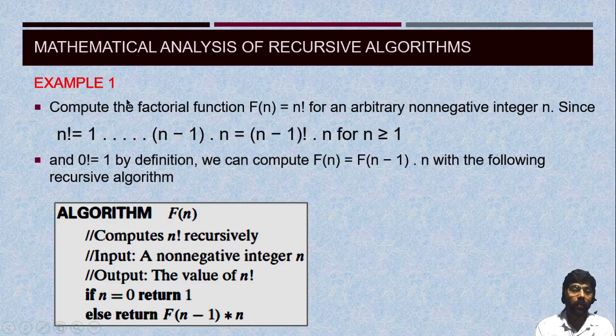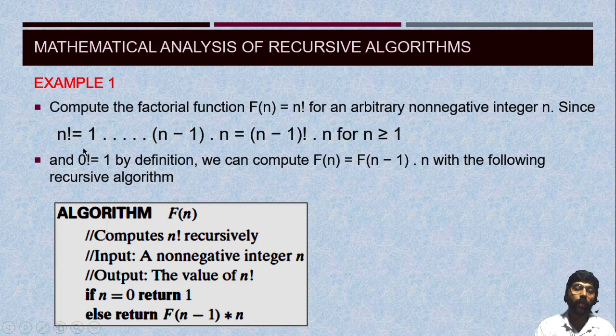Here we are learning mathematical analysis of recursive algorithms by using some examples. For the first example, I will take computing of a factorial number. That is, f of n is nothing but n factorial. Here n is a non-negative integer value.